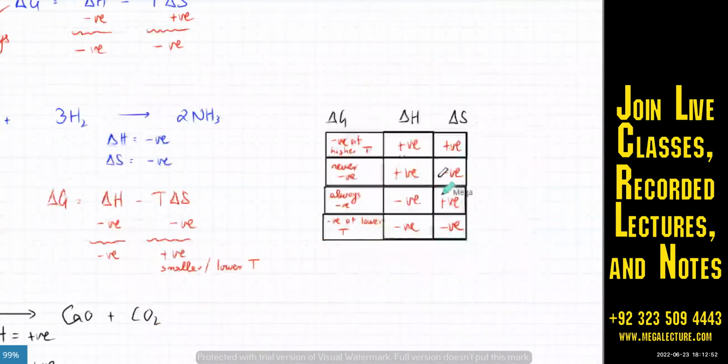But remember this one. If delta H is positive and delta S is negative, this particular reaction can never actually give you a negative value for Gibbs free energy. So this reaction is never going to happen. It's never going to happen. Is this clear?